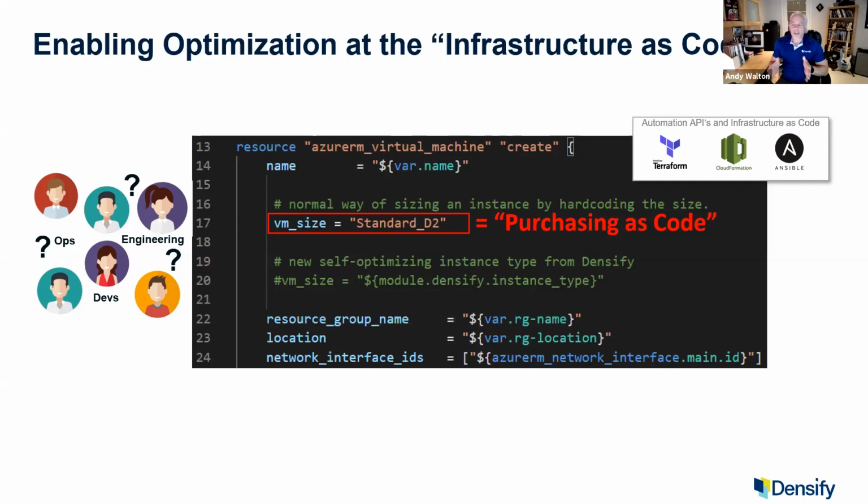These micro purchases really are like purchasing as code. So you do this 10 or 100 or 1,000 times, and you're now overcommitting resources in a lot of ways just because that's the way it's always been done.